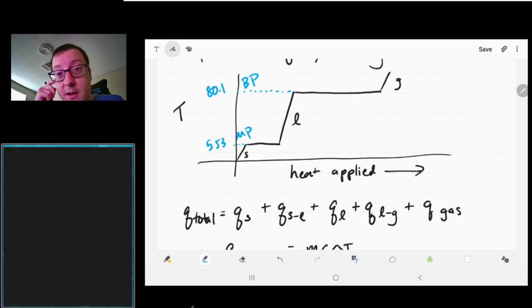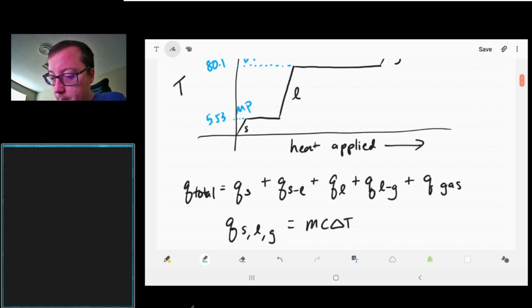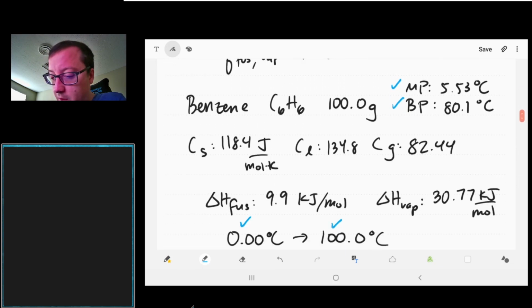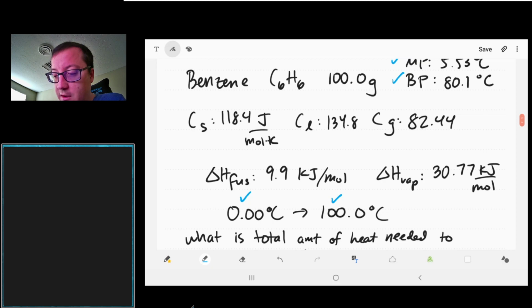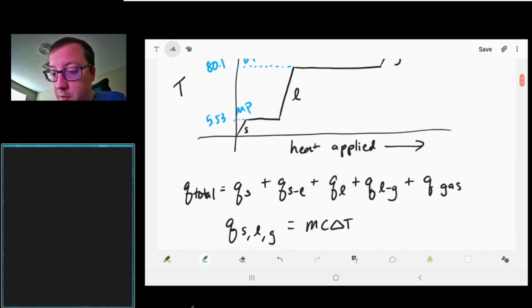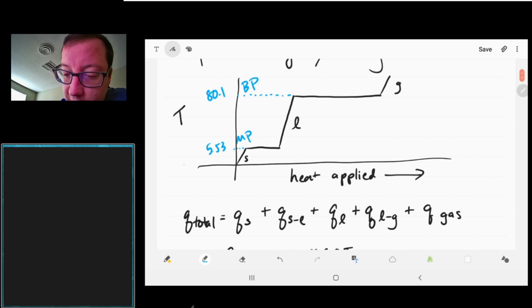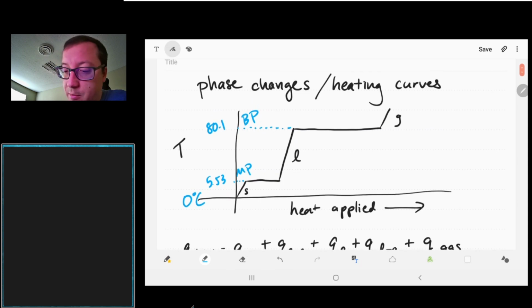Those correspond to where those plateaus are, where we have the slope of 0. Okay, and then we also have 0 degrees and 100 degrees, and that's the range of what we're looking at in this. The lowest temperature we're going to look at is 0 degrees, and the highest temperature is going to be 100 degrees, just because that's what the problem did.